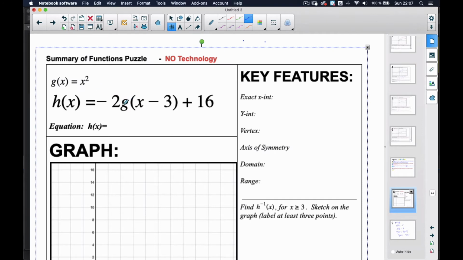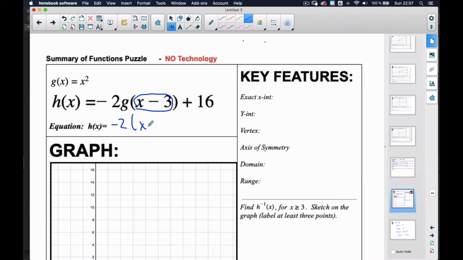And so I know that g is x squared, and so I'm going to get negative 2 times, well, my g function is x squared, and the x minus 3 goes inside, so it's x minus 3 squared, plus 16 just on the end. Because this part here we know is x minus 3 squared, because the x minus 3 goes in for x, and then it's just multiplied by negative 2 and plus 16. So I know that this is my function h of x.